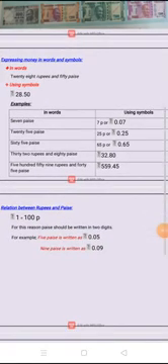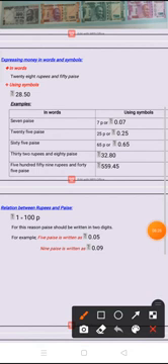Relation between rupees and paisa. Here is one relation between rupees and paisa, that is, rupee 1 equals 100 paisa. You have to remember this relation because afterwards today's lesson also we need this relation, and for tomorrow and thereafter also we need this relation for solving sums.